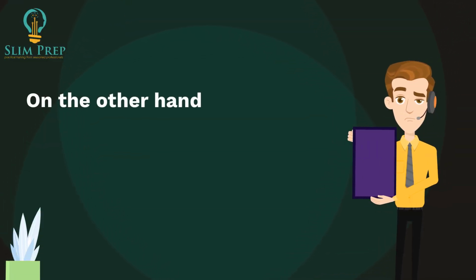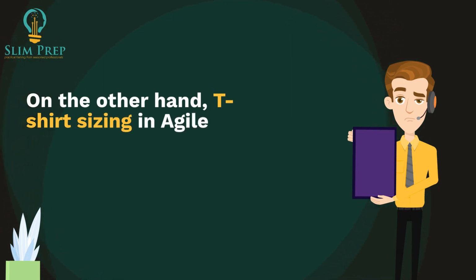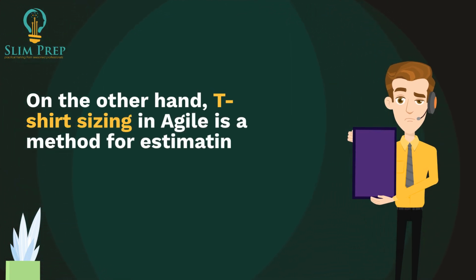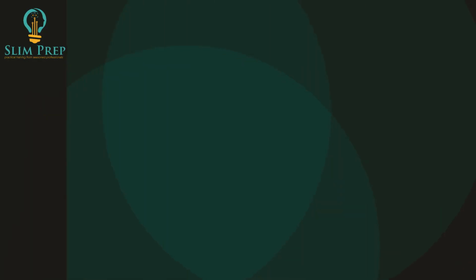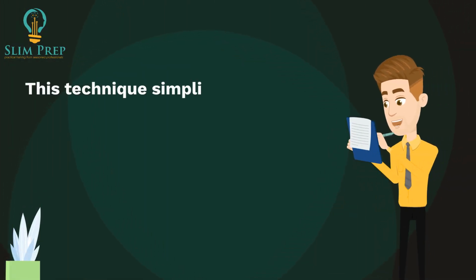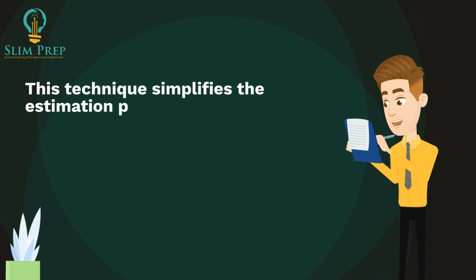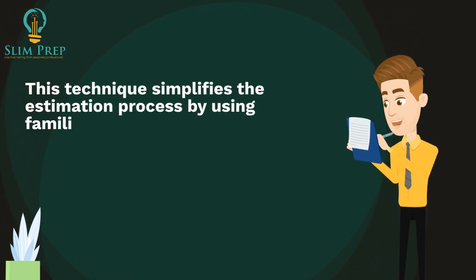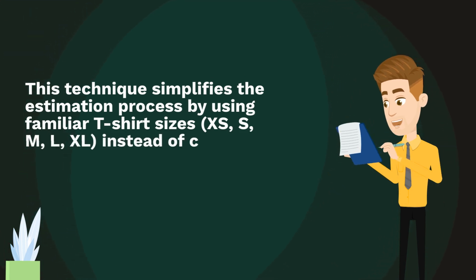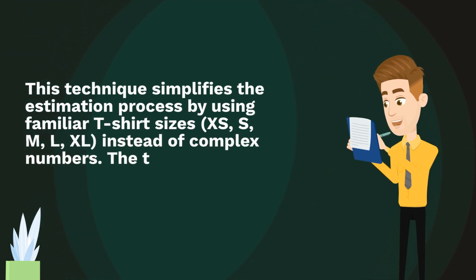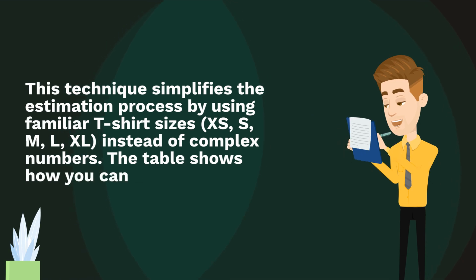On the other hand, t-shirt sizing in Agile is a method for estimating the relative size of user stories or tasks. This technique simplifies the estimation process by using familiar t-shirt sizes, XS, S, M, L, XL, instead of complex numbers. The table shows how you can convert t-shirt sizing to story points.